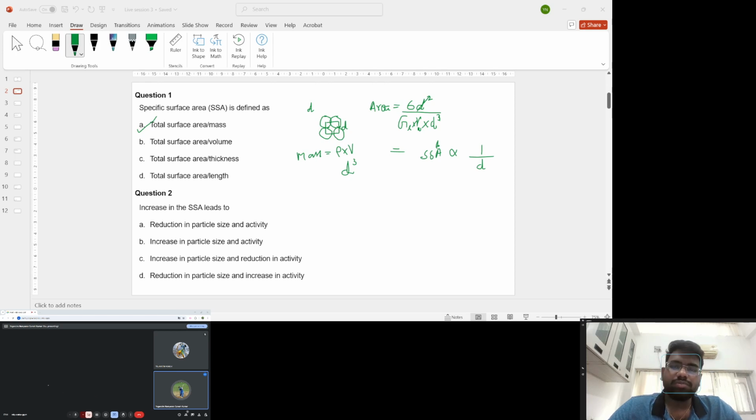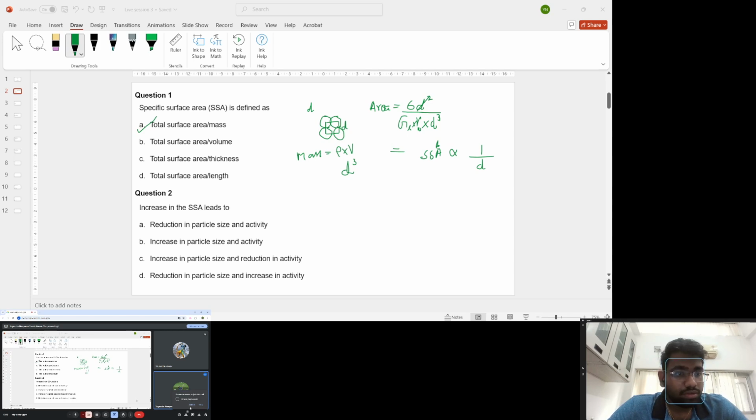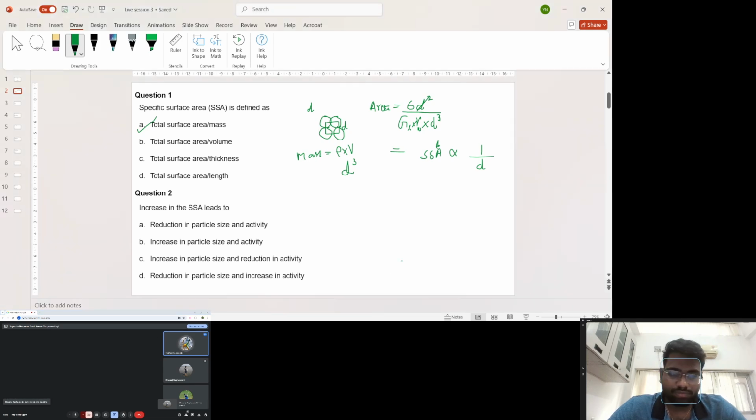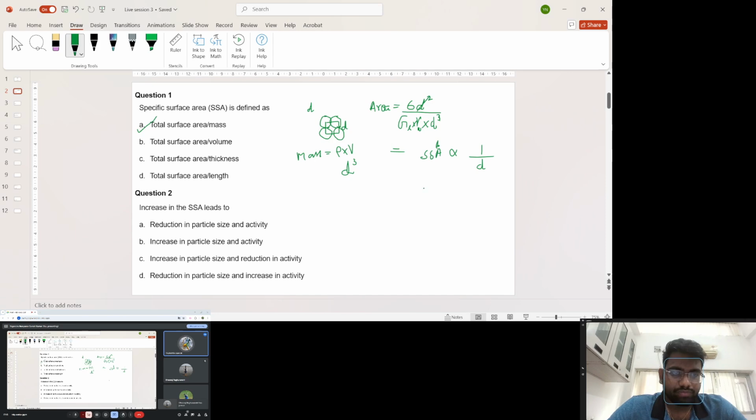Reduction in particle size, sir. Particle size may be reduced, yes, but I'm not aware about activities. Okay. So how are you saying particle size is reduced? Sir, for gravel, the specific area is less, but the mass will be very large, sir.